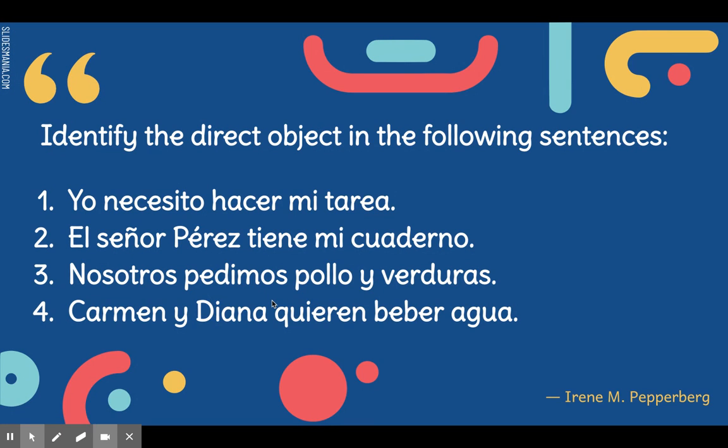Now, ask yourself who or what of the verb. In this case, to order, what is it that we order? The answer is chicken and vegetables. That is my direct object.